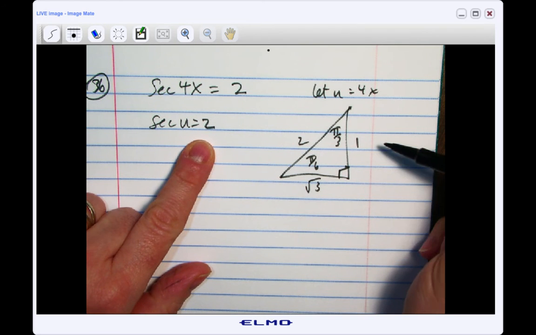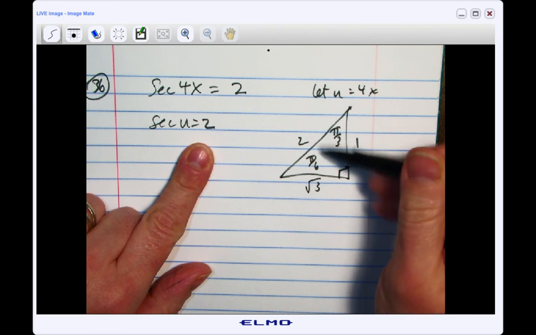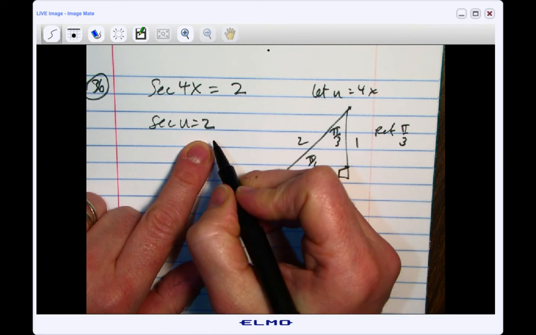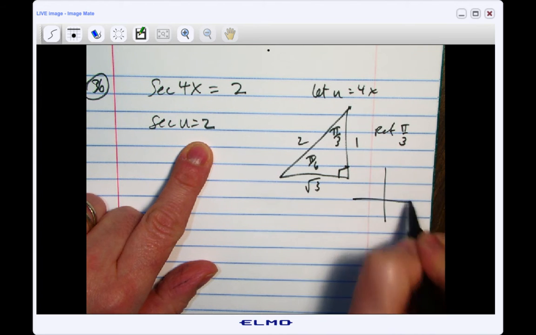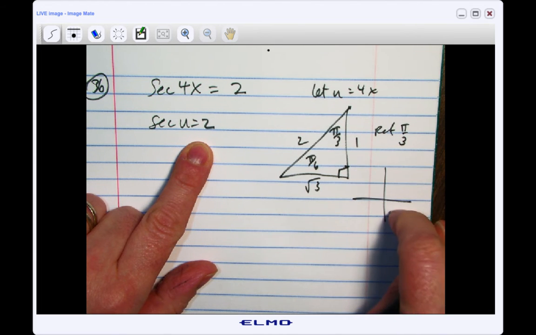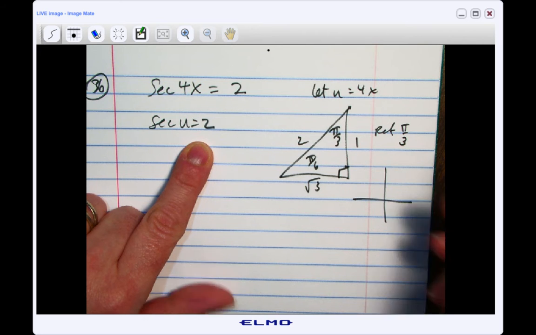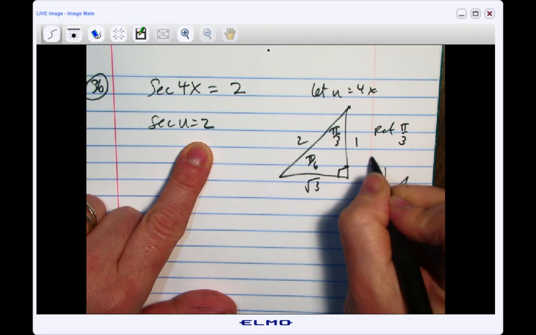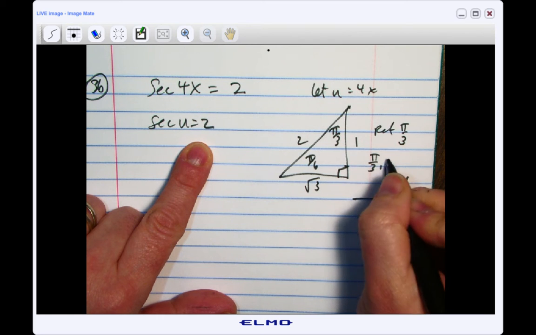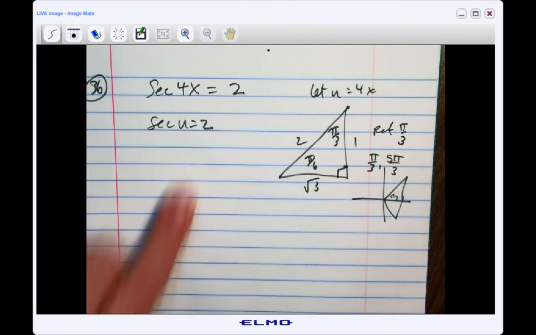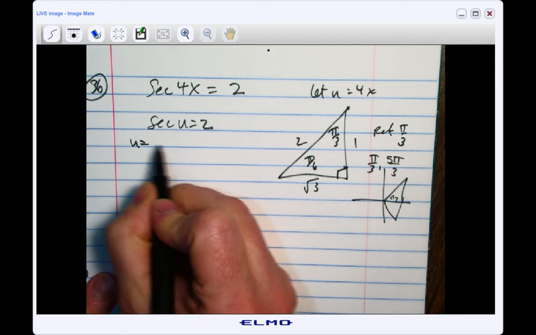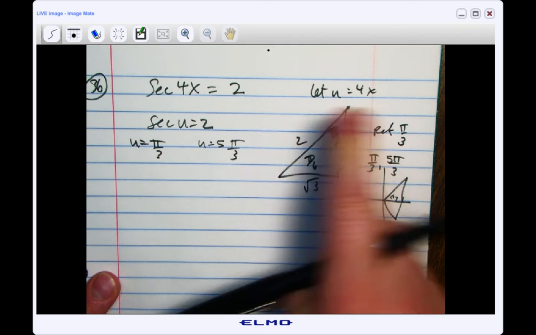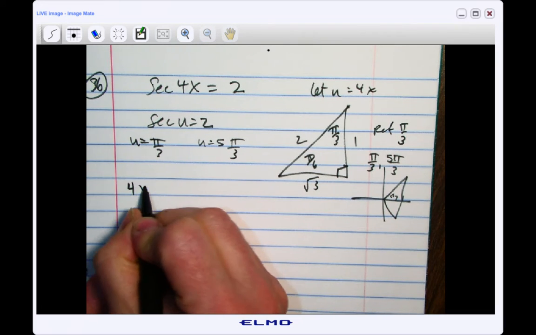I'm looking for the adjacent side to be a 1, so that means that the reference is going to be pi over 3. Because this is positive, it tells me to draw it in this quadrant and this quadrant for secant, because it's the same one where cosine is positive. So we're really looking at these two. So it is going to be pi over 3 and 5 pi over 3 in that quadrant. So that's what u is equal to. And of course, what was u equal to? u was equal to 4x.